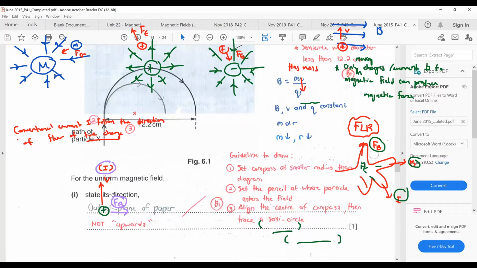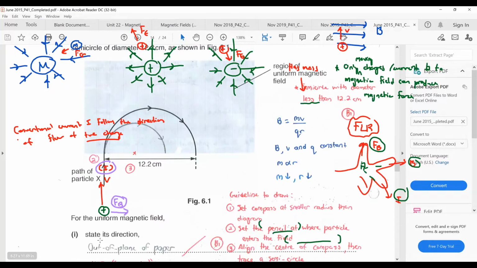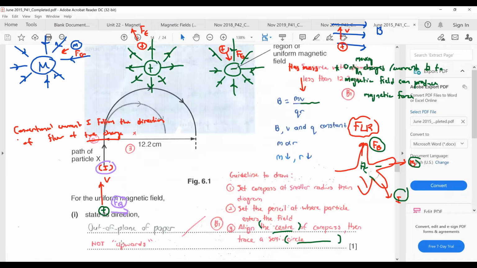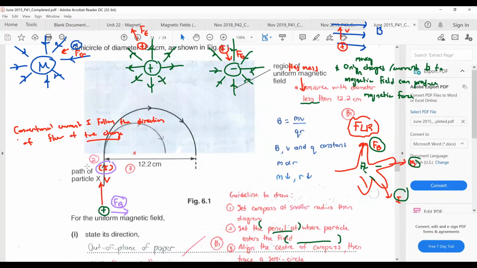Okay, the term to use will always be out of plane of paper or into plane of paper. Don't write something like upwards. I mean, when you're looking at a piece of paper, it seems to be that the magnetic field is acting outwards, but that isn't a correct term to use. You need to say out of plane of paper or into plane of paper. Okay, right, so this one is okay.